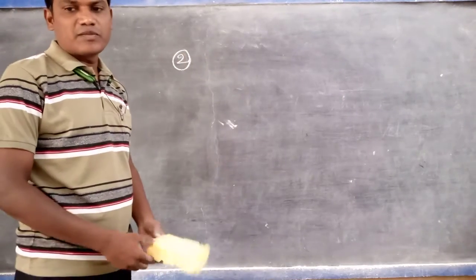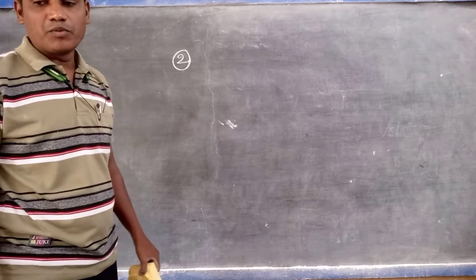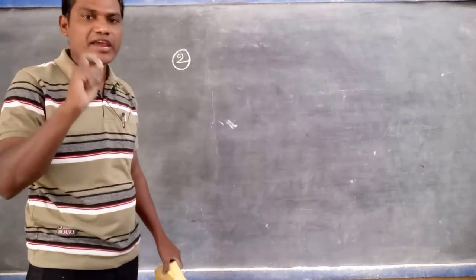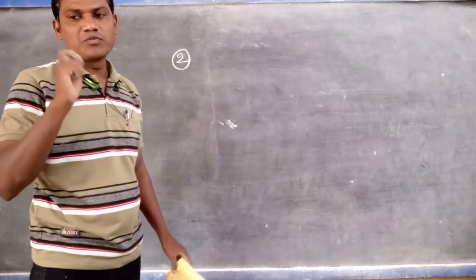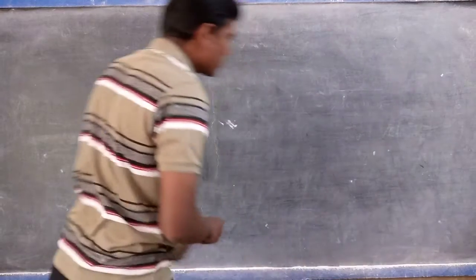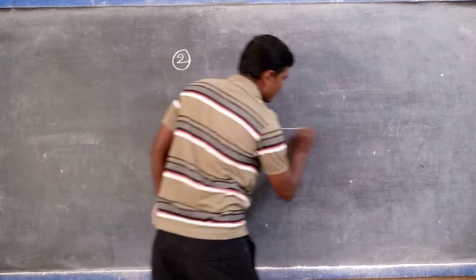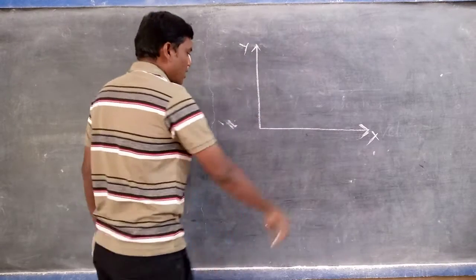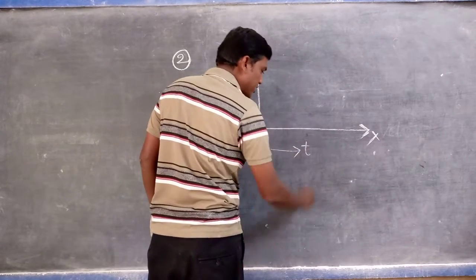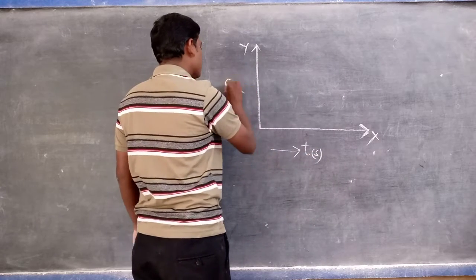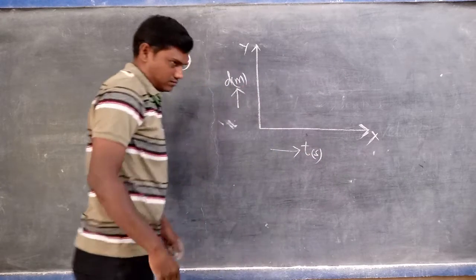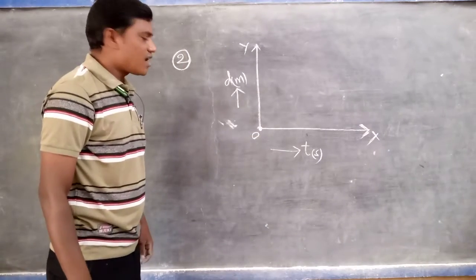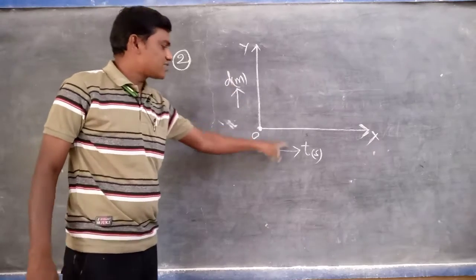Second one. In the given figure below, the distance versus time graph shows the motion of two cars A and B. Which car moves faster than the other? So listen, they have given an x-axis and a y-axis, a graph. On the axes, they have given the time values in seconds and the distance values in meters. It is the 0 we are considering. So the graph belongs to distance versus time graph.